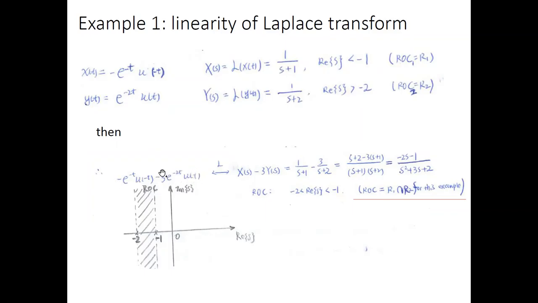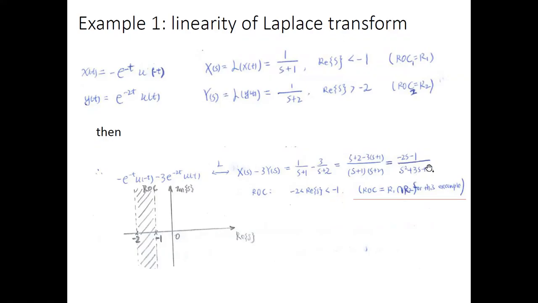Therefore, applying the linearity, the Laplace transform is the first term minus 3 times the second term. So the first Laplace transform capital X minus 3 times capital Y. Don't forget this linear coefficient 3, which is the first term minus the second term times 3. We can simplify it, or rather, we can merge them. The denominator has two factors. The numerator is s plus 2 minus 3 times s plus 1. This is the result.